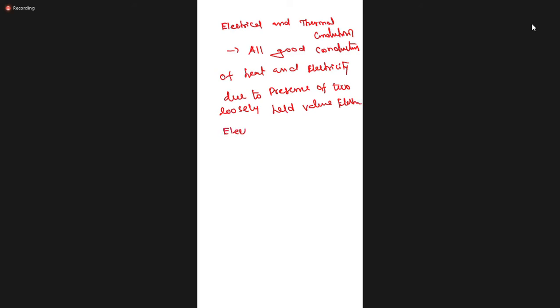Next, electropositivity. Electropositivity and metallic character both. In a period, electropositivity and metallic character decrease.